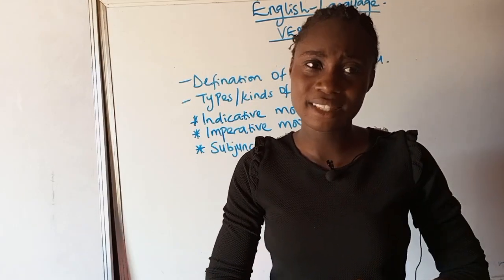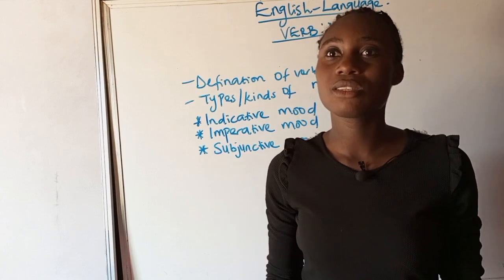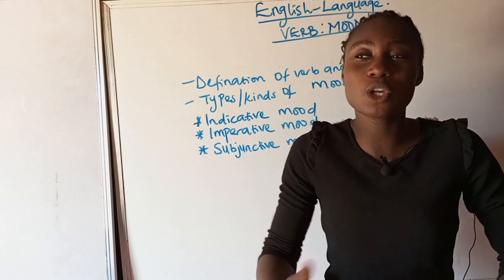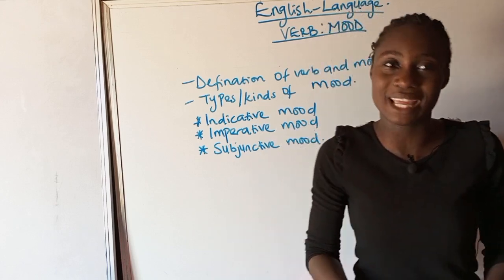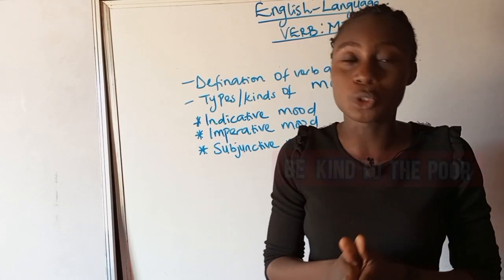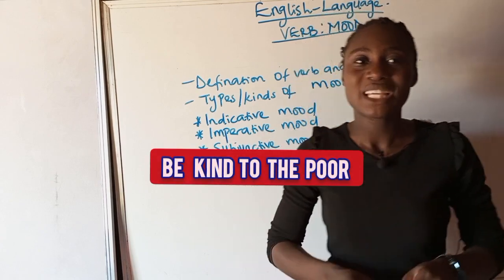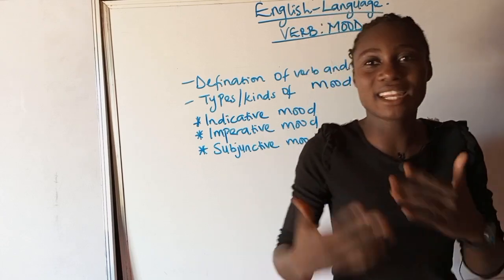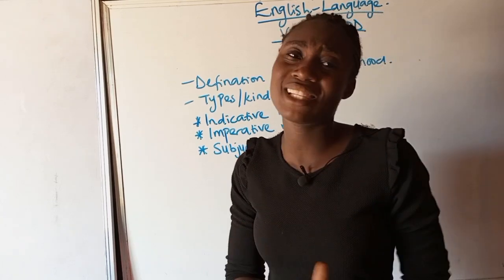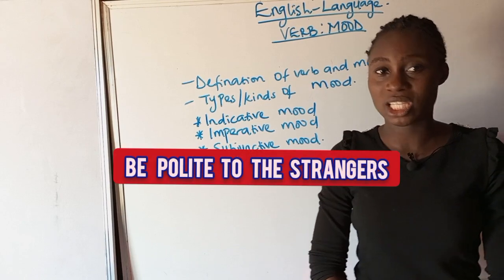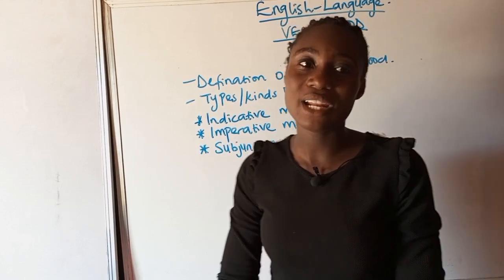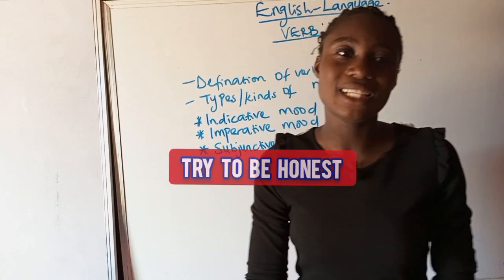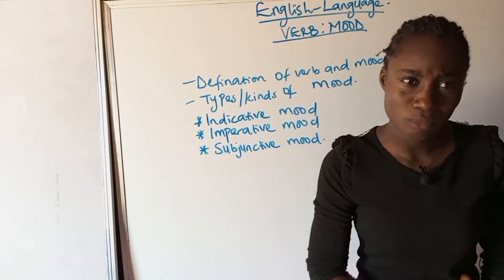Now we move to advice. We all know to advise means to admonish somebody, to give somebody a word that the person needs at a particular time. Be kind to the poor. The verb there is kind; it is an action. Another example is, be polite to strangers. Another one is, try to be honest. This is an advice and it is under the imperative mode.